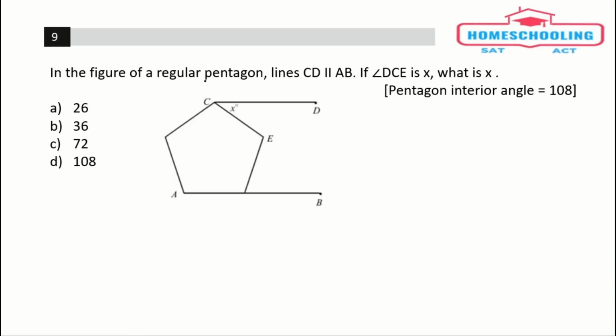In the figure of a regular pentagon, line CD is parallel to AB. So these two are parallel to each other. If the angle is x, so this angle is x degree. So what is x? So here it is a pentagon, and as we know that the interior angle of a pentagon is 108 degrees. So this angle, this angle, this angle, all these angles would be equal to 108 degree.